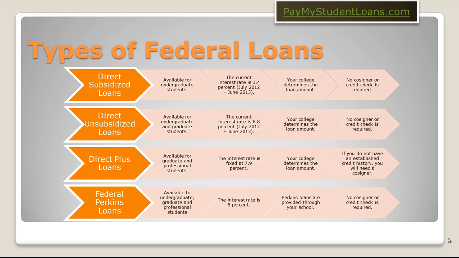Direct PLUS loans are loans available to graduate students. The interest rate is a little bit higher at 7.9%. Again, your college determines the loan amount, and if you do not have an established credit history, you will require a cosigner.